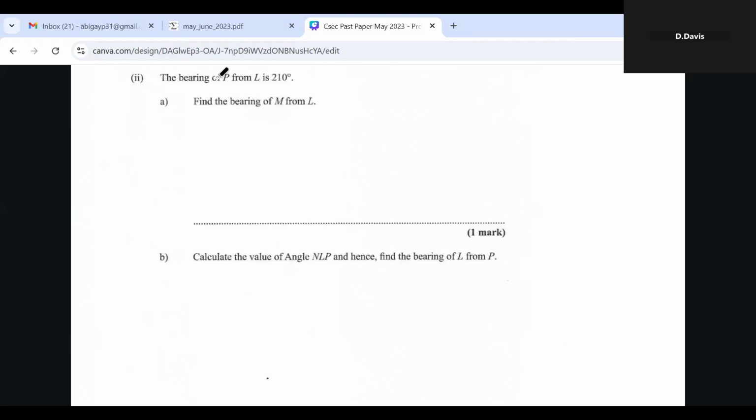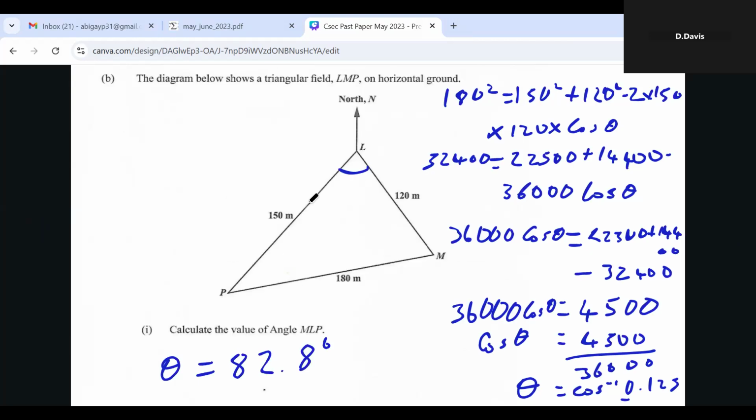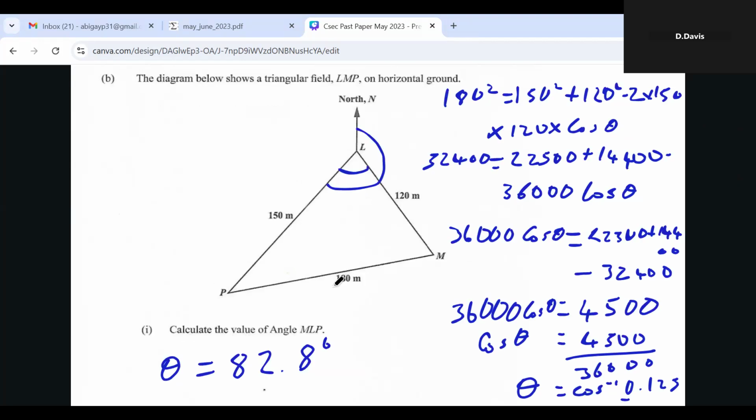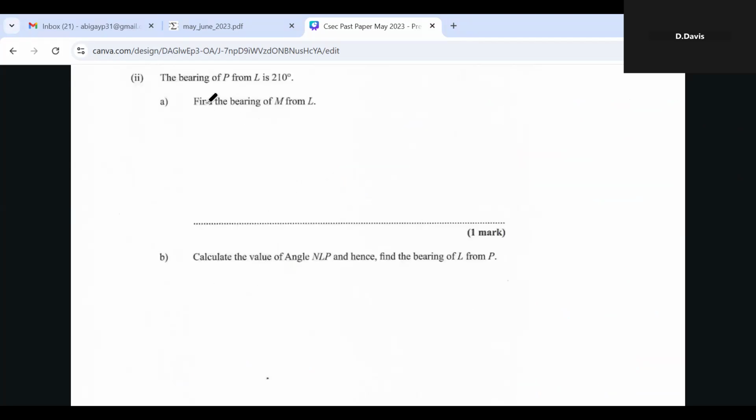The bearing of P from L is 210. So from L, bearing L. So that's from L to P. So that will be right here to right here. That is 210. So it's 210. Okay. So what are they asking us for? Finding the bearing of M from L.